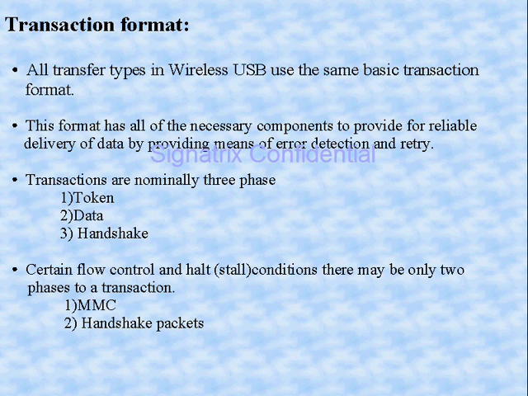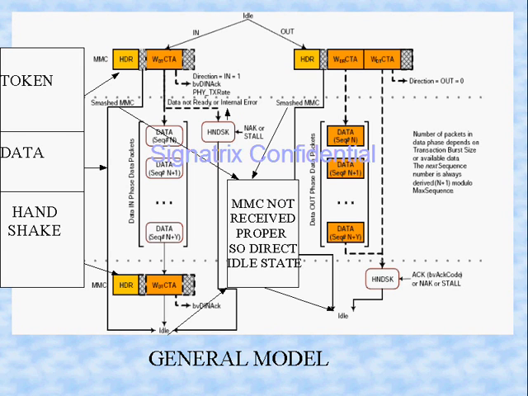Flow control and alt conditions, there may be only two phases, MMC and handshake packets. Okay, so first we'll see the general model of transaction. So we know that this normal flow is token, data, then handshake.